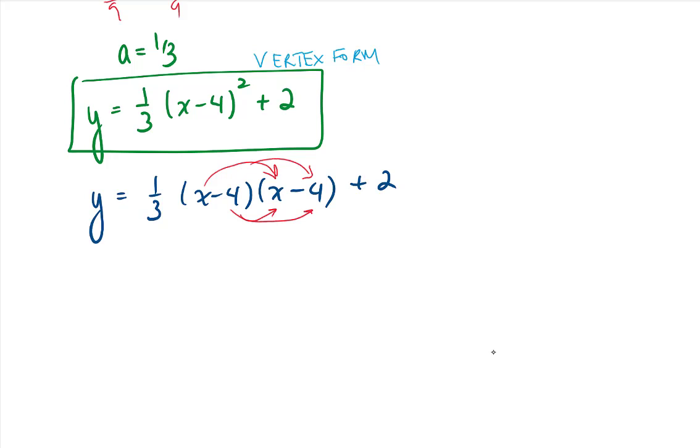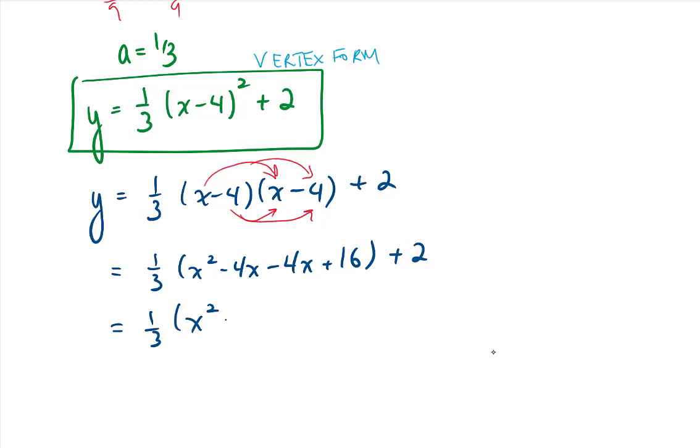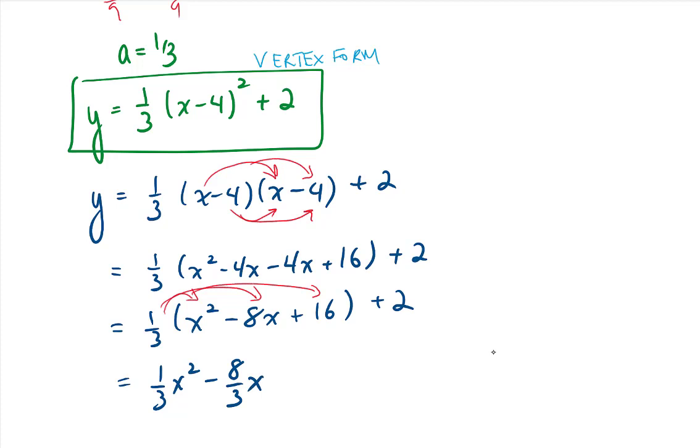a pair of brackets, and that gives us 1/3 x squared minus 4x plus 16 plus 2. If we collect like terms, we get 1/3 x squared minus 8x plus 16 plus 2. We can now distribute the 1/3 into the bracket. We get 1/3 x squared minus 8 over 3 x.